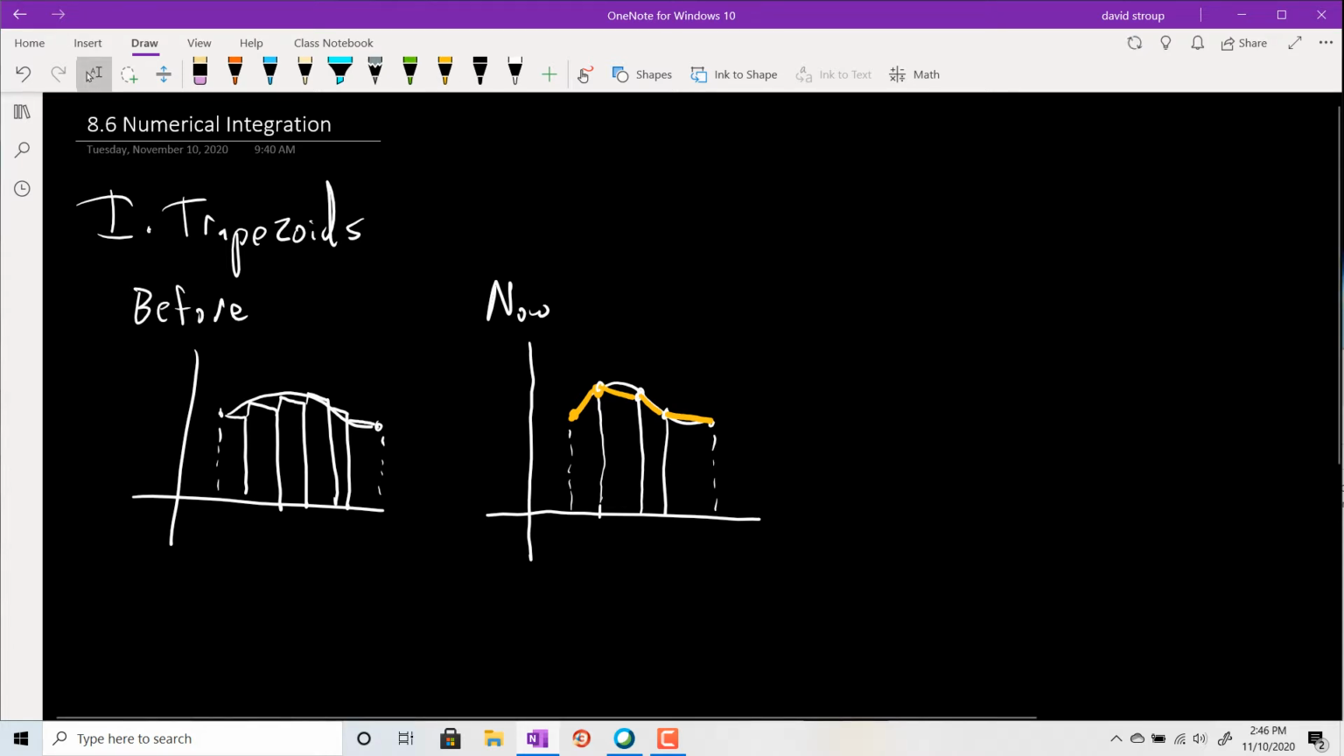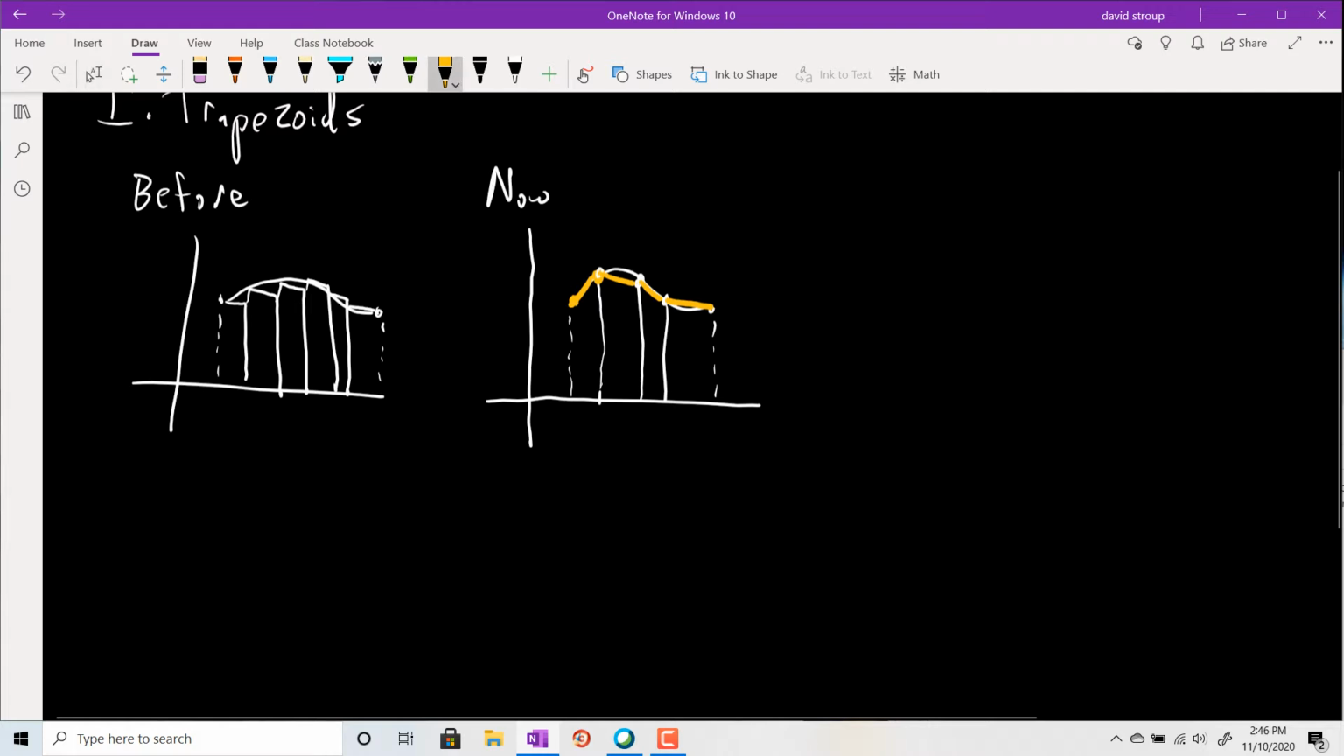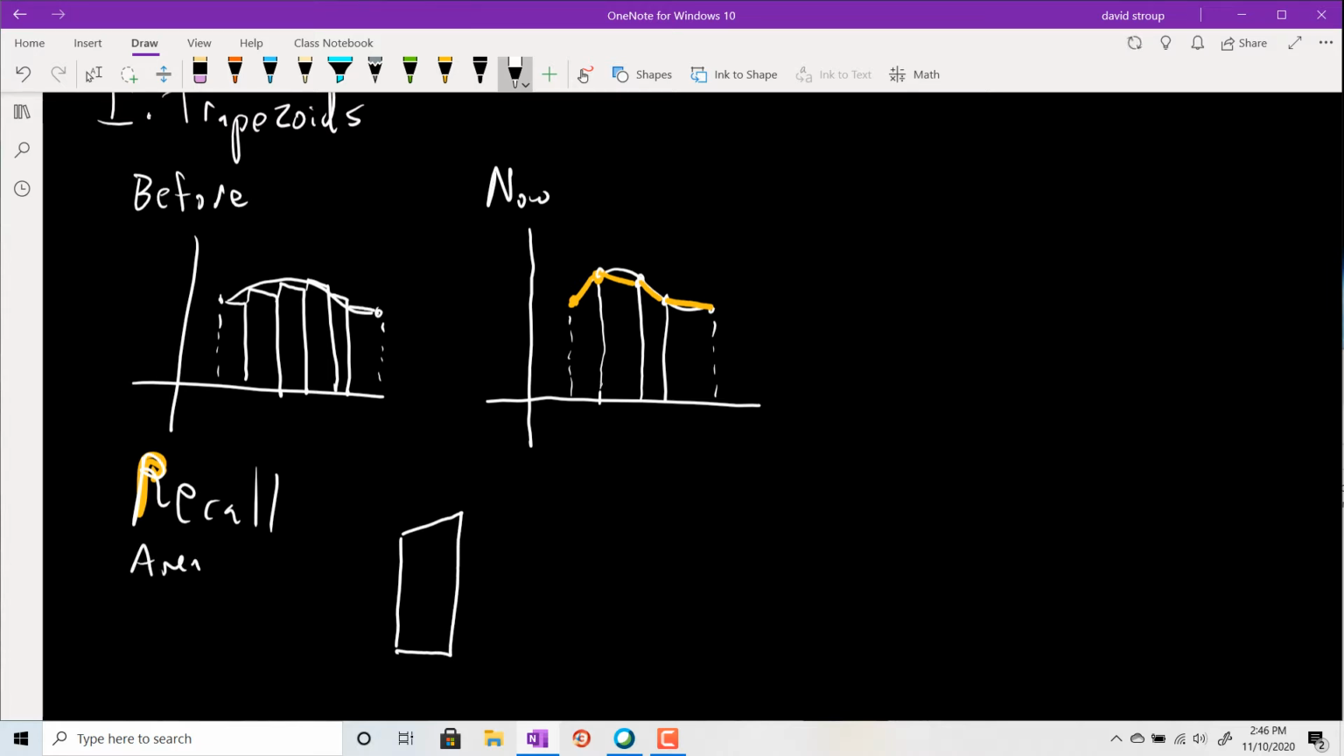We need a formula for this so we can use it in general and not have to reconstruct the wheel every time. We're using trapezoids to approximate the area underneath the curve. So recall the formula from geometry for finding the area of a trapezoid, and our trapezoids are going to have this shape to them. Recall the area of a trapezoid: if this side is A and this side is B and this side is H, the area of that thing will be H over 2 times A plus B.